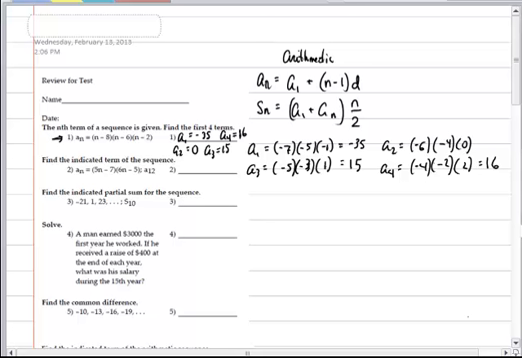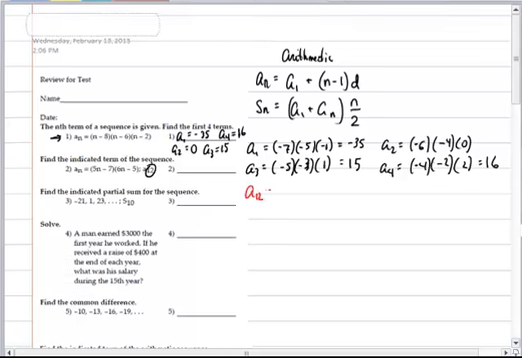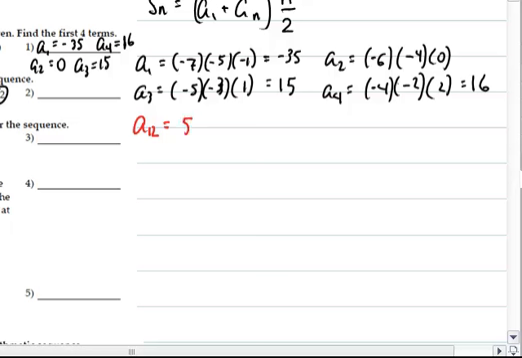For number 2, we would just plug in 12 for n. So for number 2, a12 is equal to 5 times 12 minus 7 times 6 times 12 minus 5. And we get for that 3551.